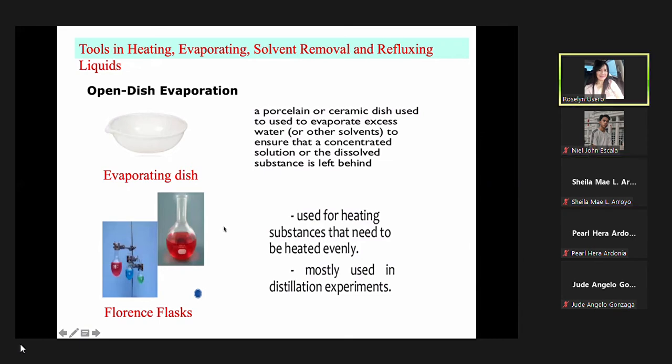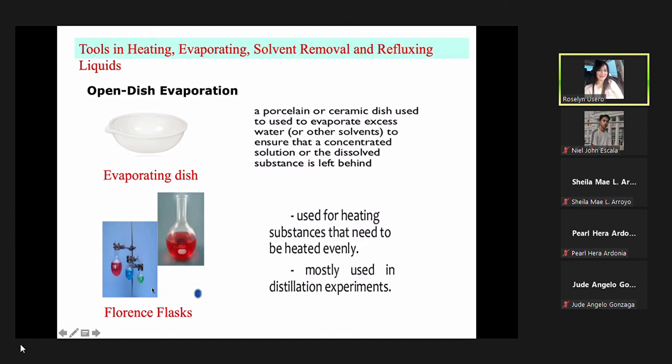Okay, so this is an evaporating dish used in open dish evaporation. An example of a test using this one is the determination of total suspended solids in water. Suspended solids, right? So solids. What is retained here is being measured after filtration.